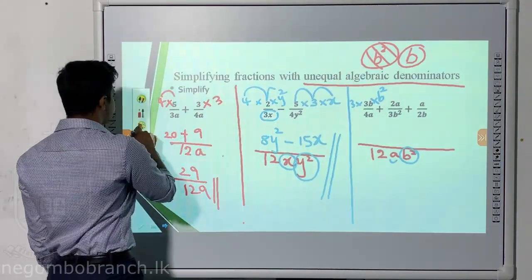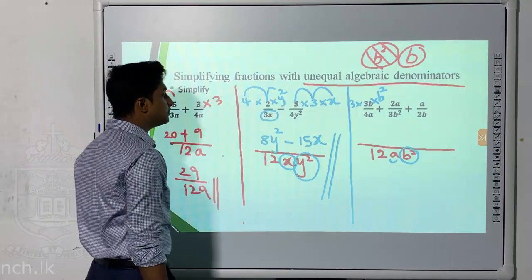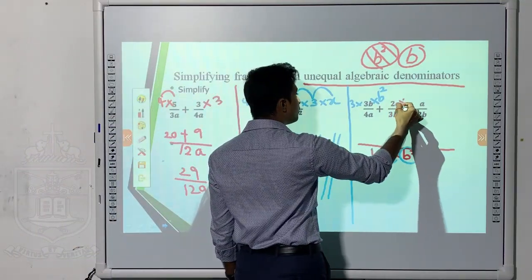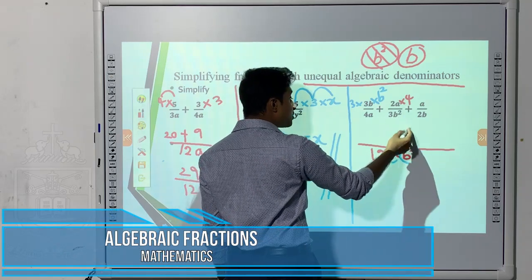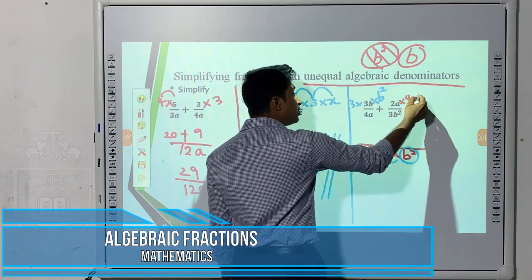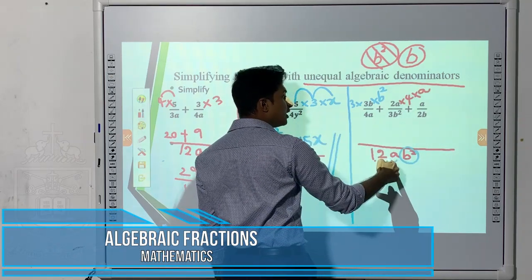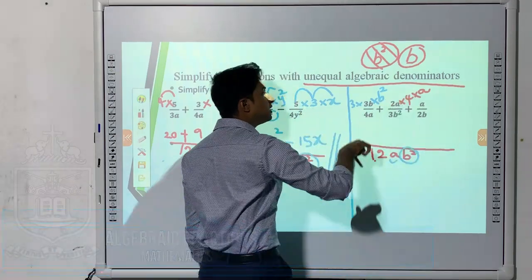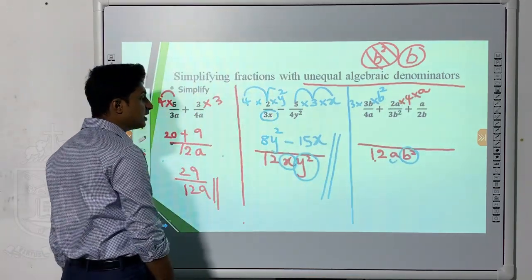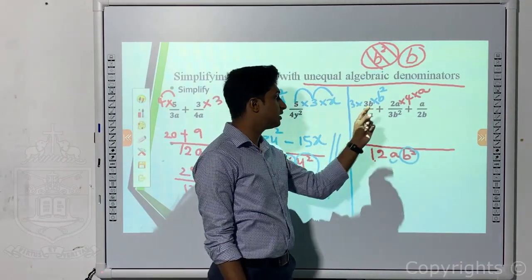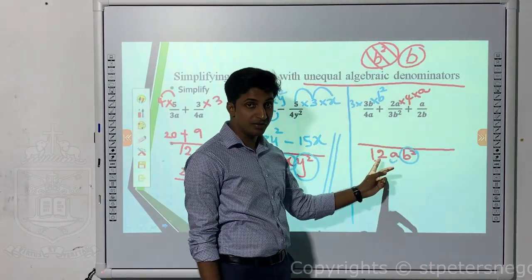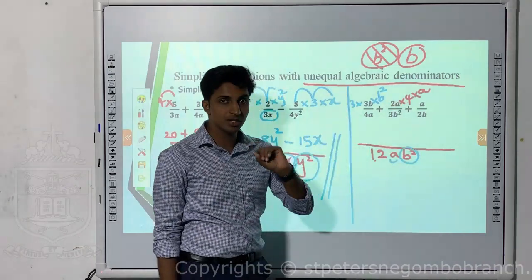Look at the second term. In the second term, I have to multiply this by 4. Why? 3 has to be multiplied by 4 to bring it to 12. B squared is already there, but I don't have an A. I don't have an A, so A has to be given. Okay, look at this again. 3 should be multiplied by 4 to make it 12. Then the upper number also has to be multiplied by 4.